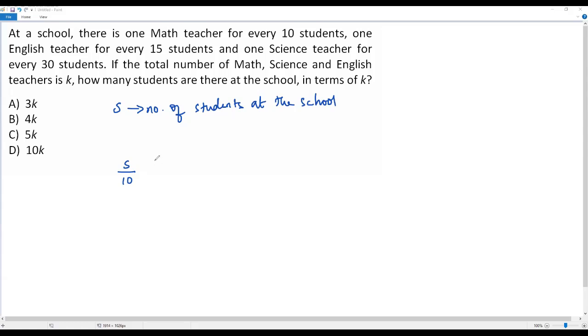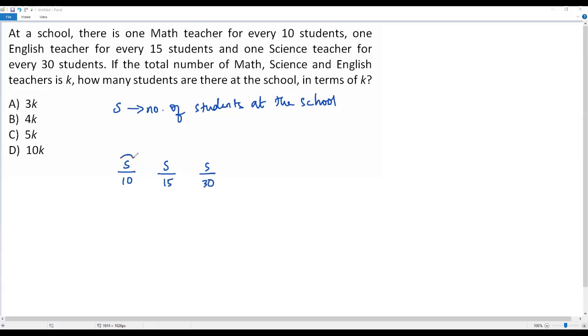Now to get the number of English teachers for this S number of students, I have to divide the number of students S by the number of students for whom there is one English teacher, that is 15. Now this S over 15 gives the number of English teachers for S number of students at the school. Now let's divide S by 30, because 30 represents the number of students for whom there is one science teacher.